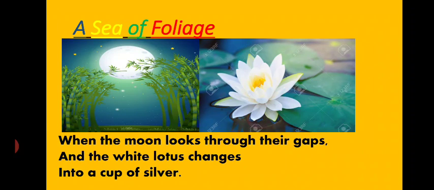We can't see anything in the absence of light. If there is no light, in darkness, even beautiful things become ugly because we can't see them. But in the poet's garden, nature is helping her to make her garden look beautiful even at night. The moon, which peeps through the gaps of the bamboos, makes her garden beautiful at night too. And when the lotus changes into a cup of silver, then the lotus no longer looks like a flower. And this is the loveliest scene of her garden at night.